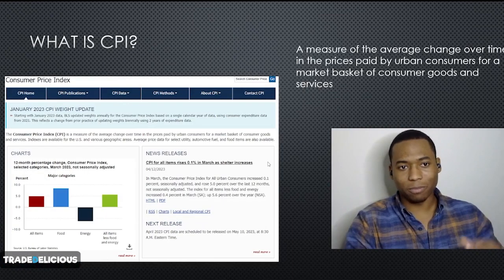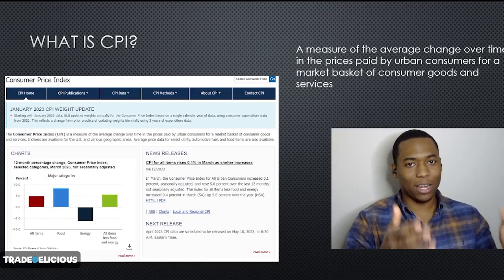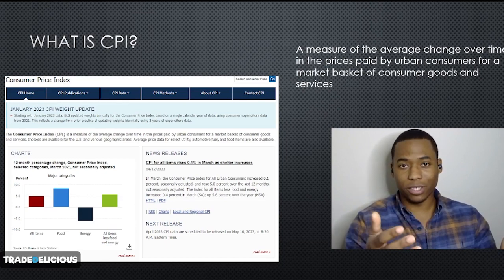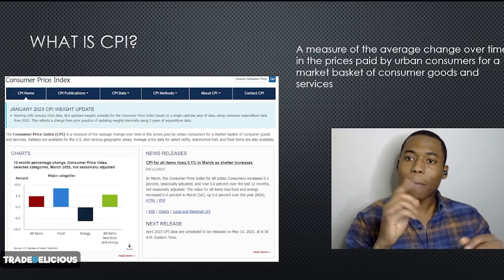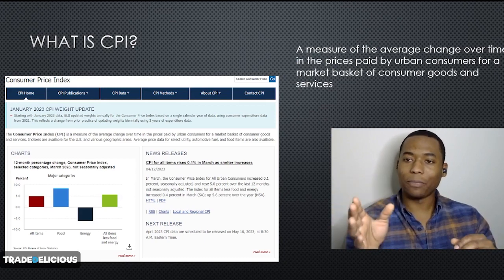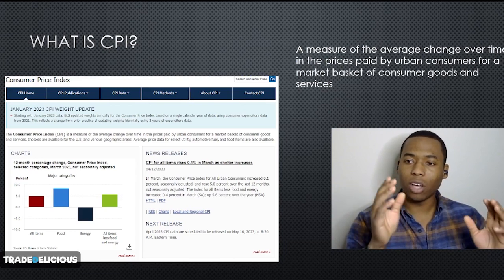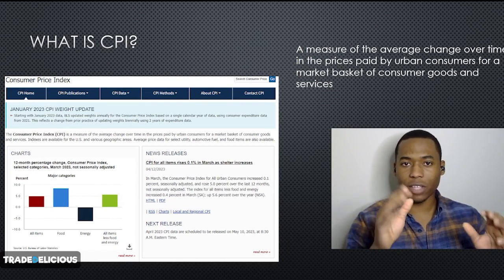CPI. So, what is CPI? If you want to get technical about it, the way Webster, or in this case, the U.S. Bureau of Labor Statistics, would define it is a measure of the average change over time in the prices paid by urban consumers for a market basket of consumer goods and services. I know that sounds like Greek.